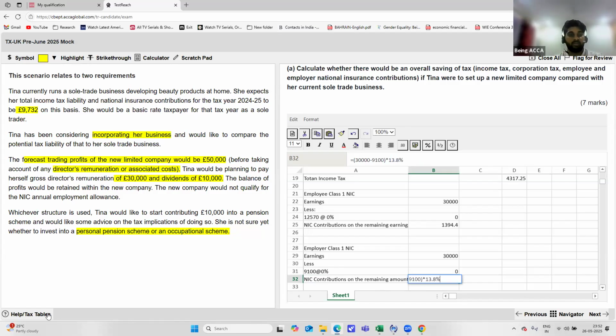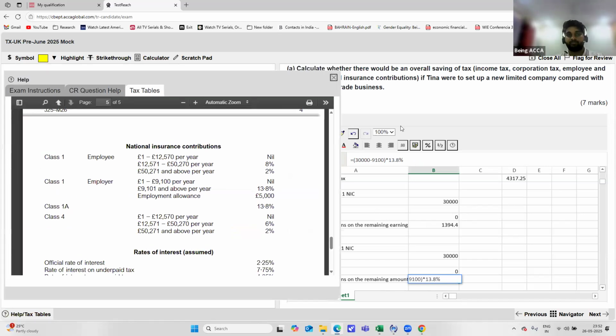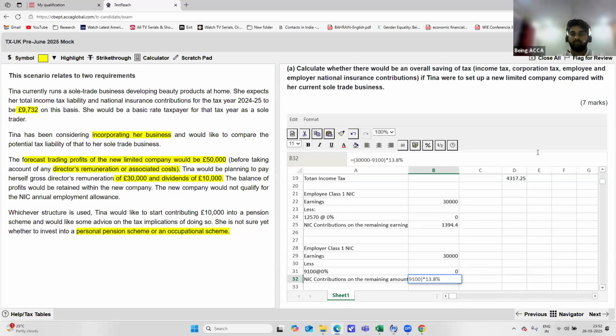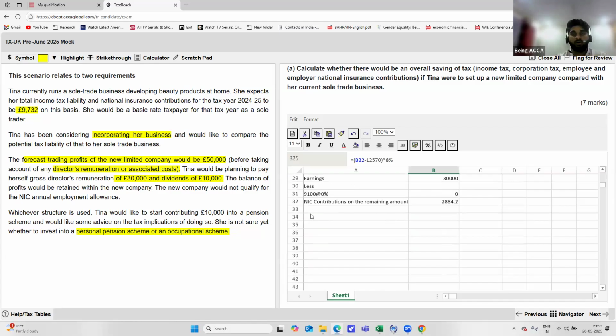If you feel confused at any point of time, always open this. This will come to your rescue. Guys, it's always better to refer and write the right answer rather than not referring and writing the wrong answer. Always keep this in mind, and let's go ahead. So now we have got the NIC: employer class 1 NIC is 2884 and the employee class 1 NIC is 1394.4. Now let's move on to the corporation tax calculation.